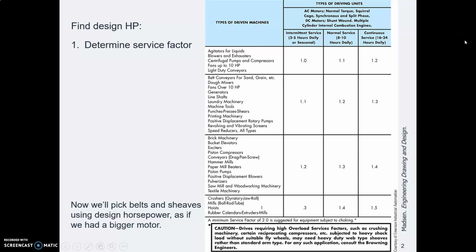All right, blower. First, we need to find our service factor. Can we find blowers? Yes, there they are. Now we look for normal service 8 hours a day. There it is. So here is our service factor. We have a 3 horsepower motor and a service factor of 1.1. So what is 3 times 1.1? That's our design horsepower.